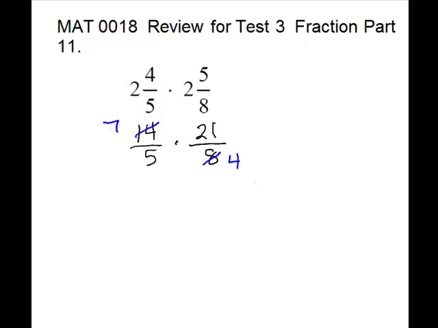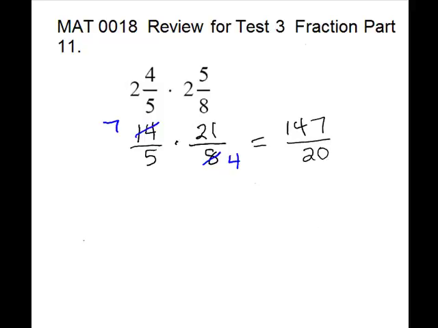Now we will multiply across. 7 times 21 will give us 147. 5 times 4 is 20. I would accept that answer. It's not going to reduce. But since you started with mixed numbers, in the back of the book and on the computer, they will want you to go back to a mixed number, since that's what was there to begin with.